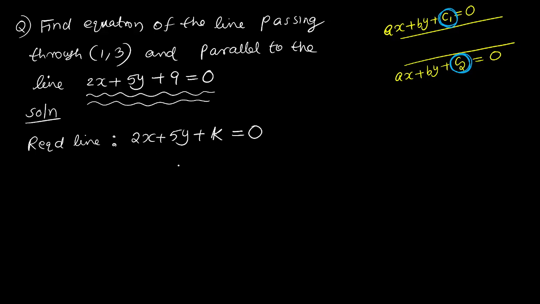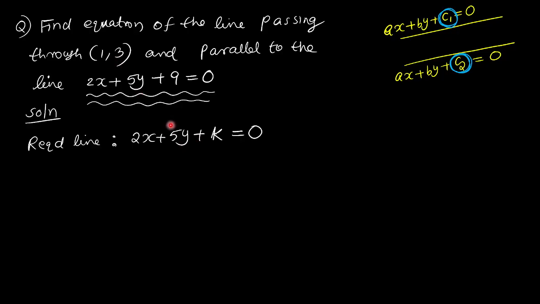Why am I writing the equation like this? Because if two lines are parallel, the terms containing x and y are identical. Only the constant term will be different. Look here, we studied this yesterday. So this is the required line. This step is clear? Devasri, Said, Ashlin, you understood this step? Yes, sir.